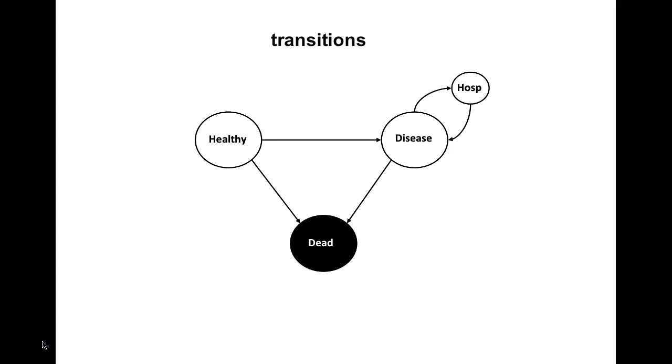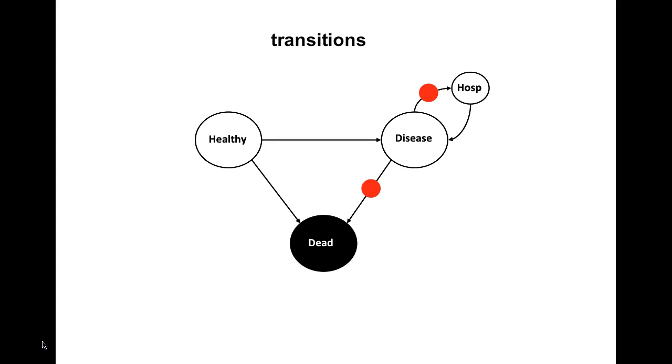Individuals in the state healthy are each year subjected to risks to develop the disease and transit to the state disease, or to die and transit to the state dead. Individuals in the state disease are subjected to risk of dying and to get hospitalized. Those who are hospitalized return to the state disease during the same cycle, since one cycle equals 1 year in this simulation, and since the duration of a hospitalization is modeled to be shorter than 1 year.